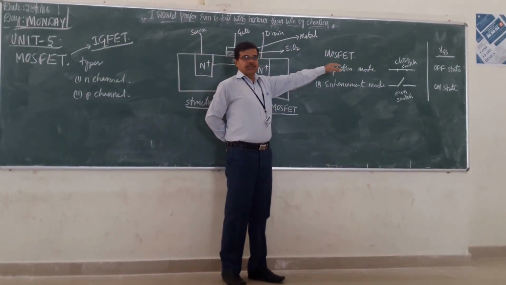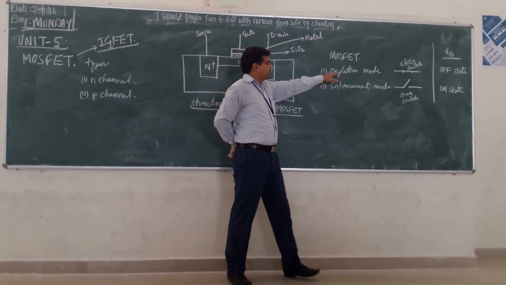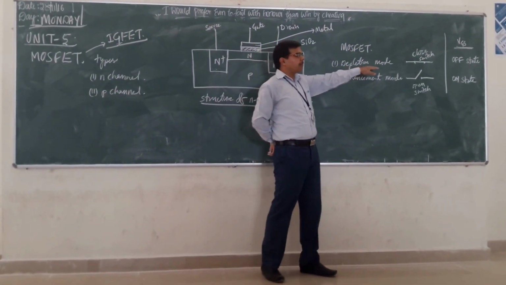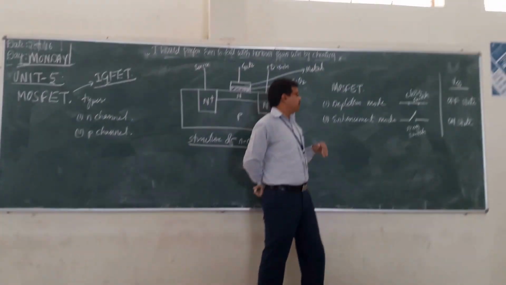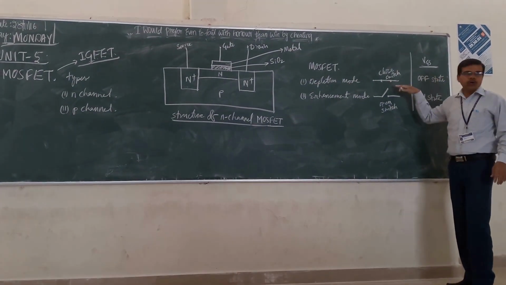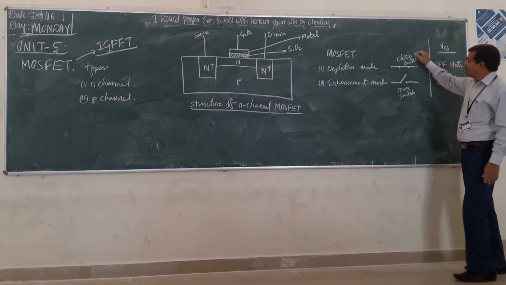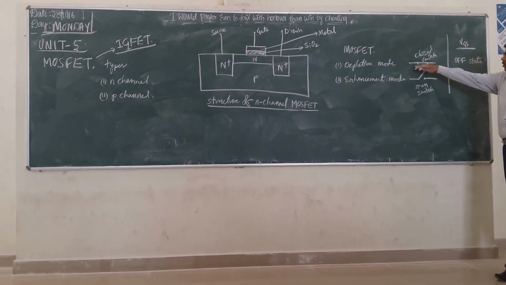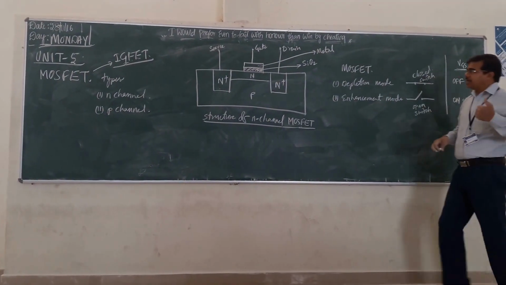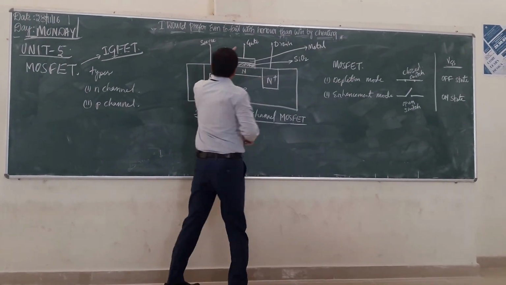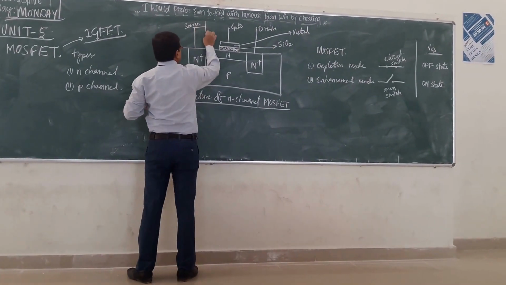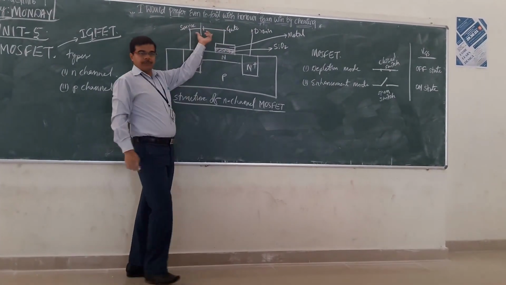For the modes, we can go for the depletion mode. In case of your MOSFET, when we talk about the depletion mode, it means your MOSFET will act as a closed switch. As it is acting as a closed switch, there is a need that we should have the voltage between your source and gate.